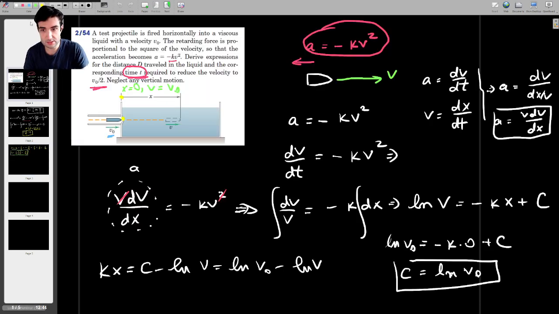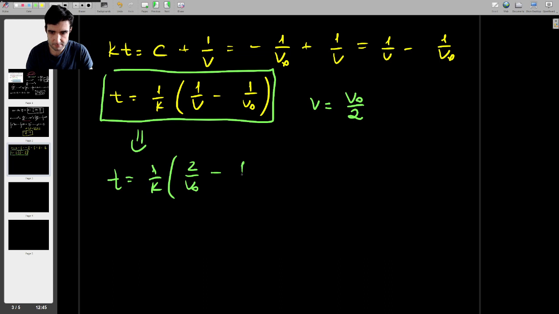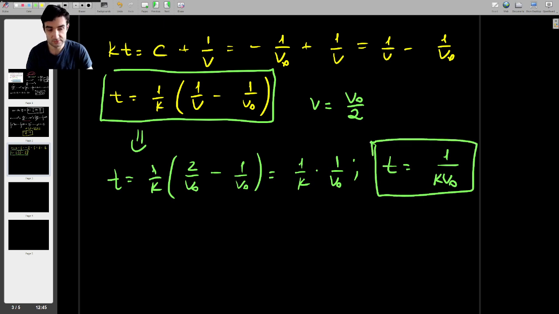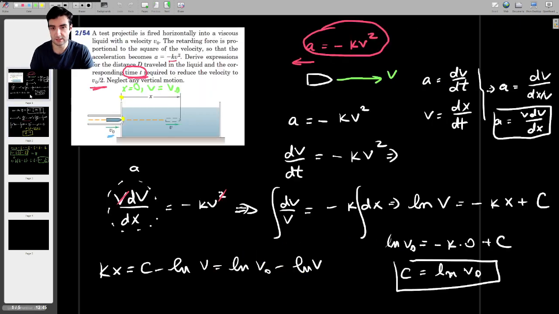So the question was, what's the time for the velocity to become half of its original value? So we can do that very easily. We can force the velocity to be half of its original value like this, and this gives us a time of 1 over k, and then 1 over v becomes 2 over v0, minus 1 over v0, which is 1 over k times 1 over v0. So time is 1 over k v0. So that's it. We found the time, we found the distance with respect to velocity, and that's the end of the question.